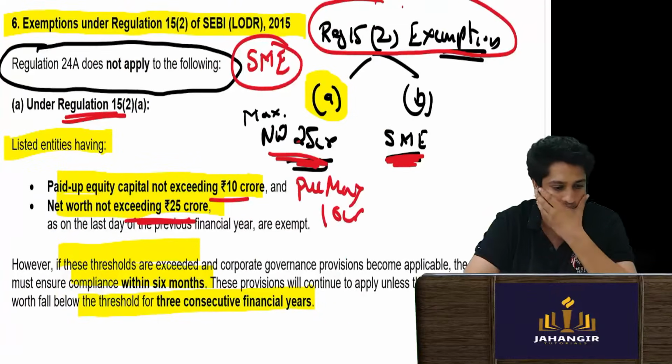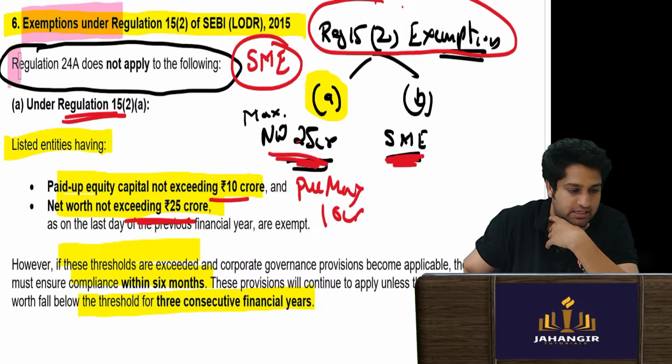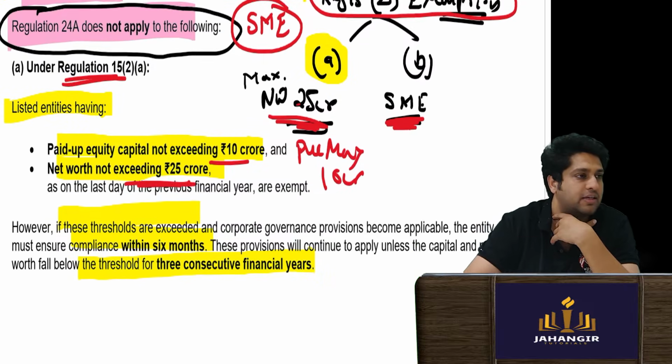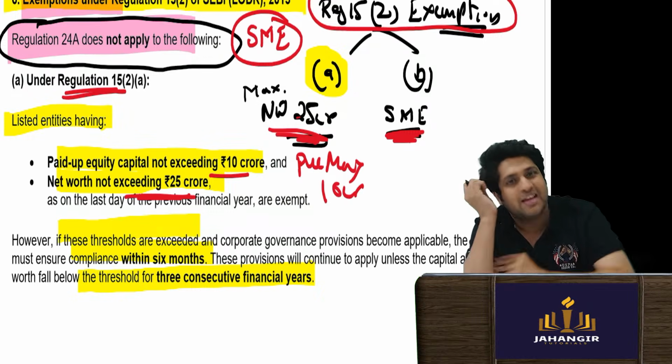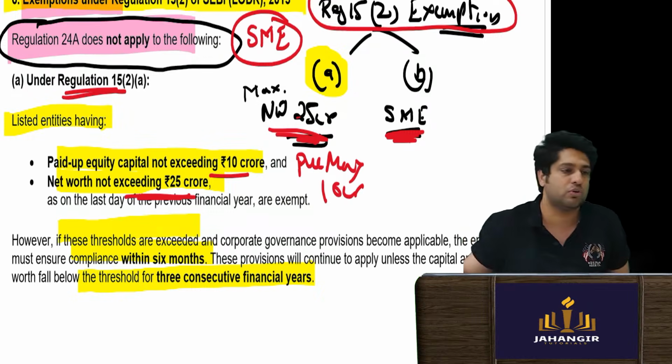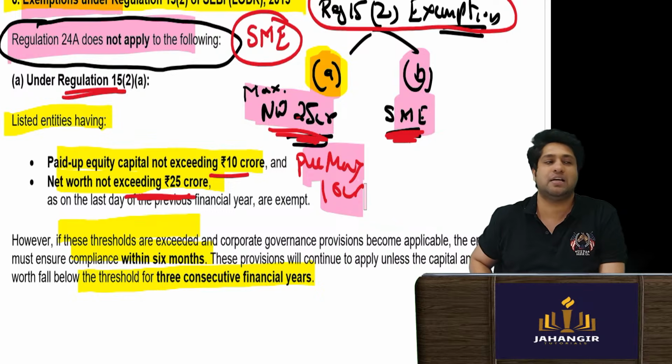So secretarial audit and ASCR is to be done within 60 days from the end of the financial year. Simple. Now coming to exemption, regulation 24A, that is secretarial audit, is not required for two entities. Really small SME companies. So it doesn't apply to any company which is on the SME board. And if you see who are there on the SME board, those whose net worth is not exceeding 25 crores or paid up capital is max 10 crores.